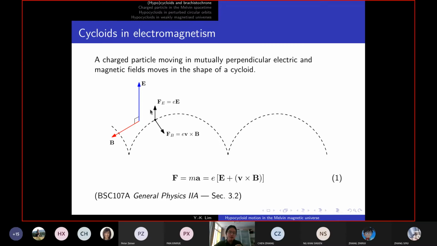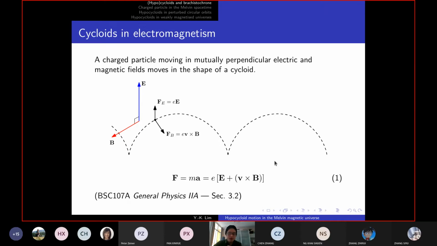The physical reason is that I have 2 forces. The electric field will exert a force along this direction, and the magnetic field will exert a velocity-dependent force on the electric charge. This is the Lorentz force law, V cross B times the electric charge. The magnetic force is always normal to the velocity, so it's changing all the time, but the electric force is constant if the electric field is constant. The interaction between these 2 forces will push the particle to travel in such a direction. We can solve this from the Lorentz force equation.